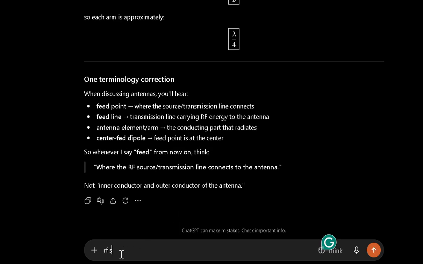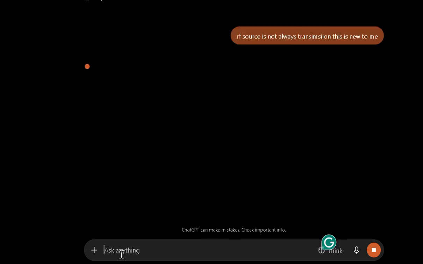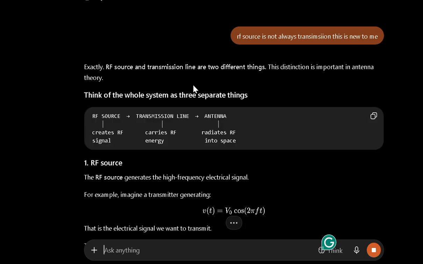So the RF source is not always the transmission line. Exactly, the RF source and the transmission line are two different things. The distinction is important in antenna theory. Think of the whole system as three separate things. The RF source creates the RF signal. The transmission line carries RF energy. The antenna radiates RF into space.